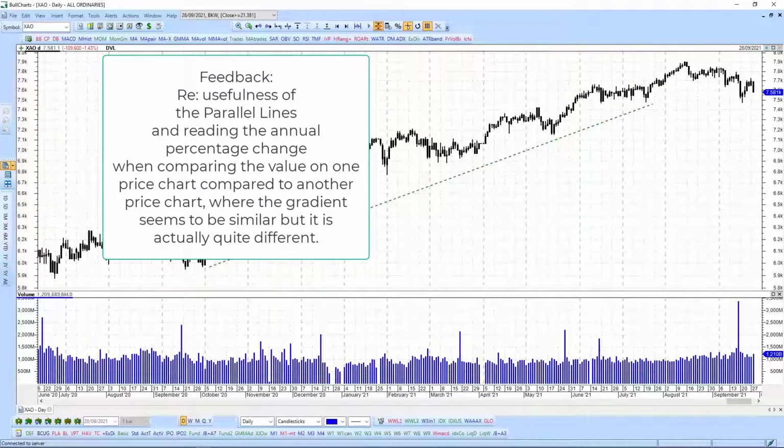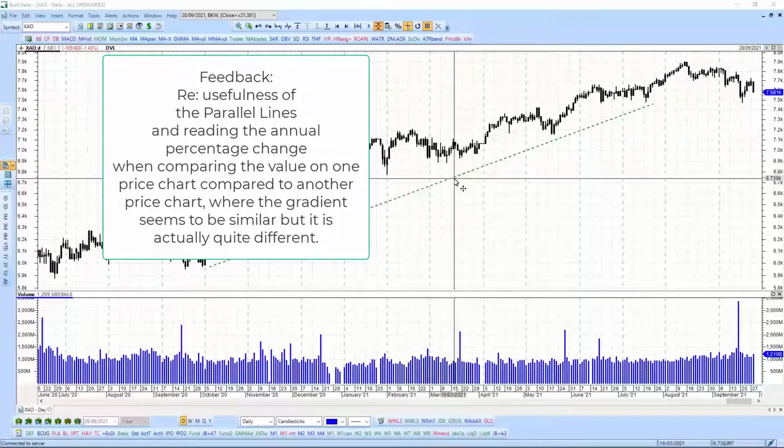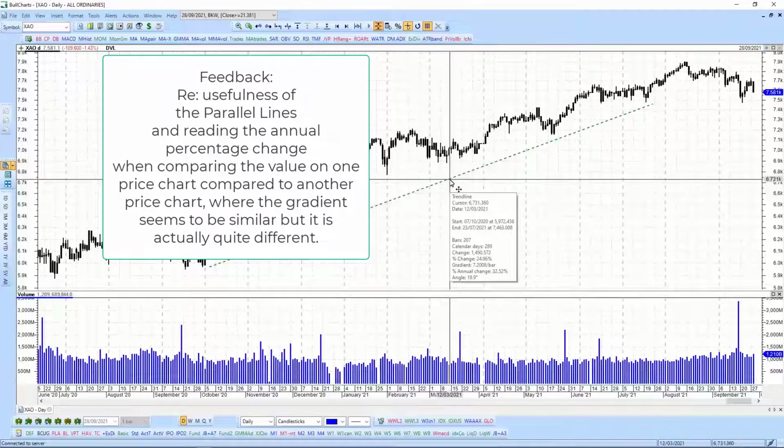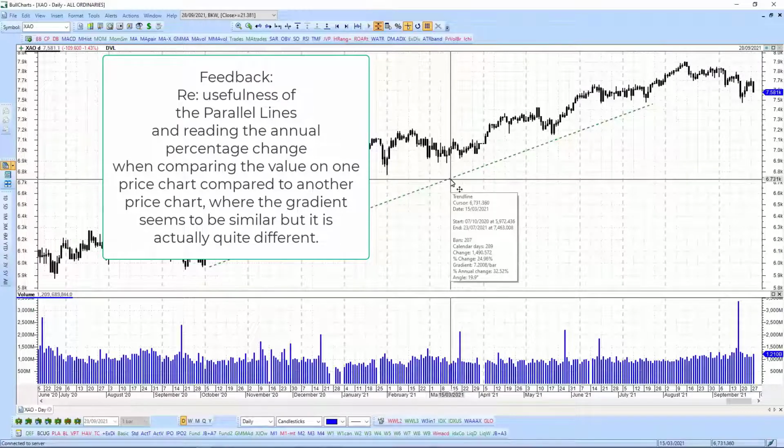Robert, as you know, I use the channels or parallel lines a lot. Yes, John. And I find it very interesting that sometimes the parallel, that little percentage rise per annum can change dramatically, and yet you think the charts are roughly parallel going up. But it's worth putting that little annual change percentage on just to check, because you might be holding a stock that's going up 30% a year, and it looks a lot like a stock that's going up 500% a year. I refer to that quite a lot.